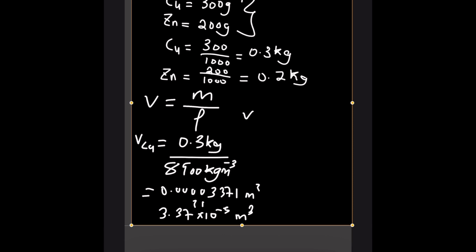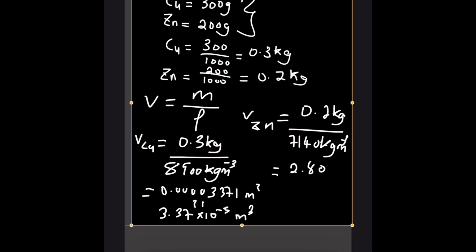The volume for zinc would be 0.2 kg over 7,140 kilograms per meter cube, and the answer would be 2.80 by 10 to the negative 5 meter cube.